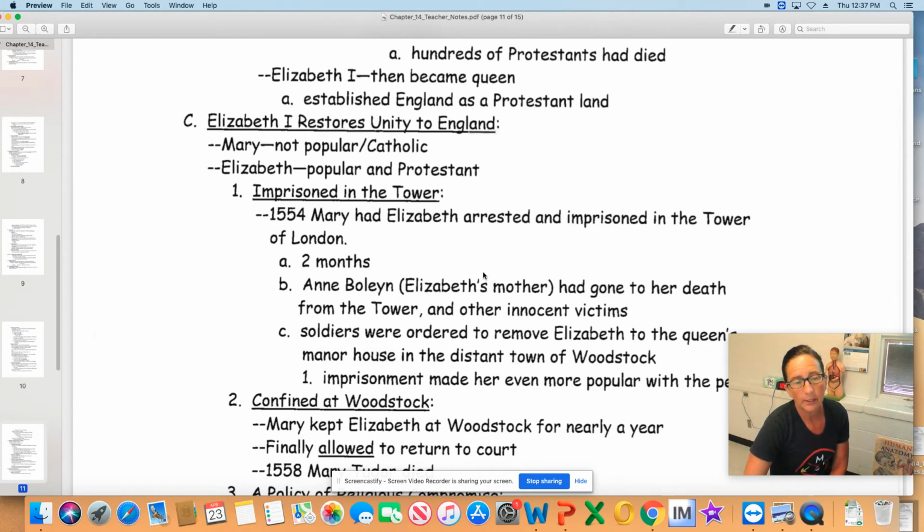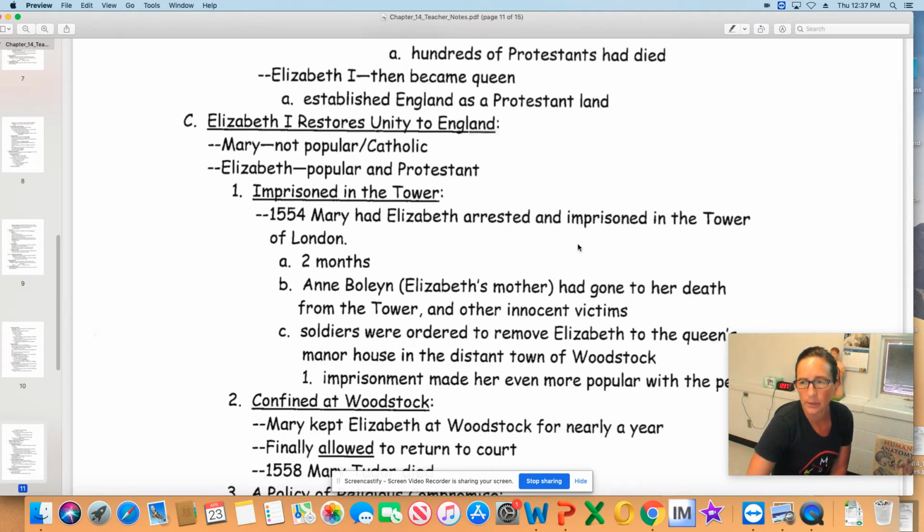Mary is jealous of Elizabeth. She'll imprison Elizabeth in the Tower of London. In 1554, Mary had Elizabeth arrested and imprisoned. She was held there for 2 months. Elizabeth just knew that probably what would happen, she'd be beheaded. That's what happened to her mother, Anne Boleyn.